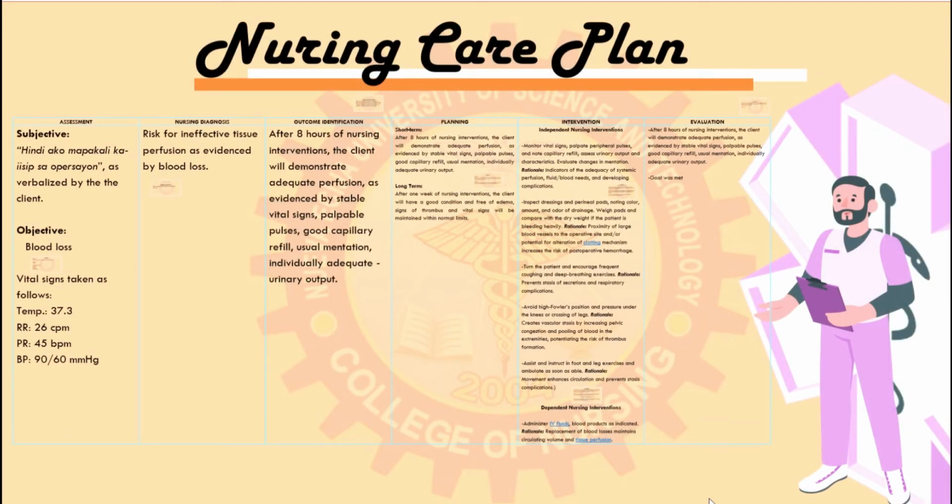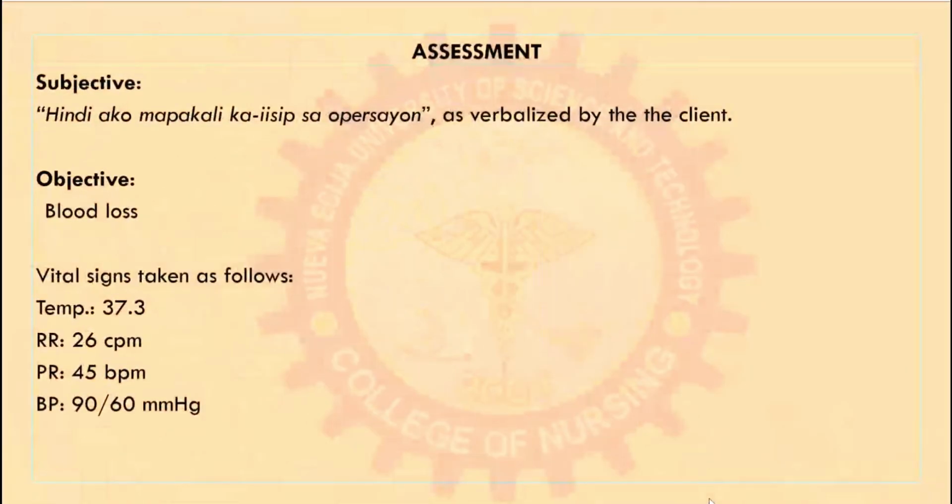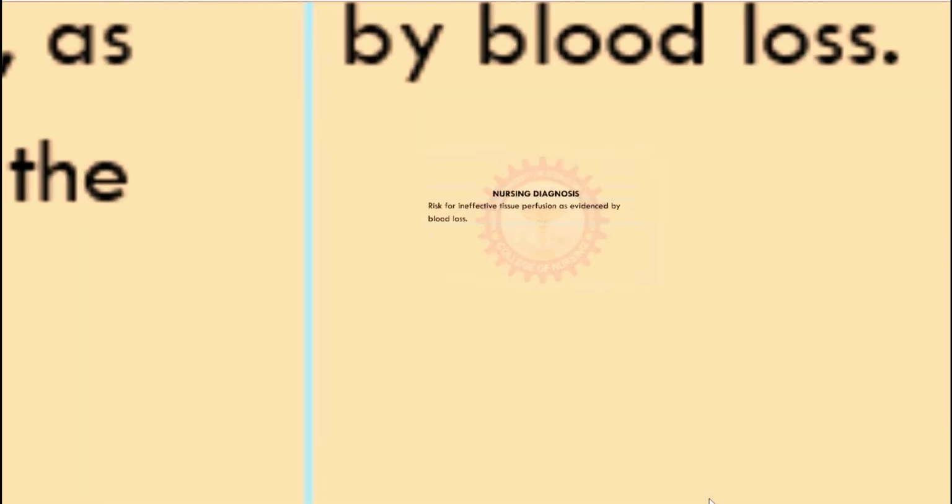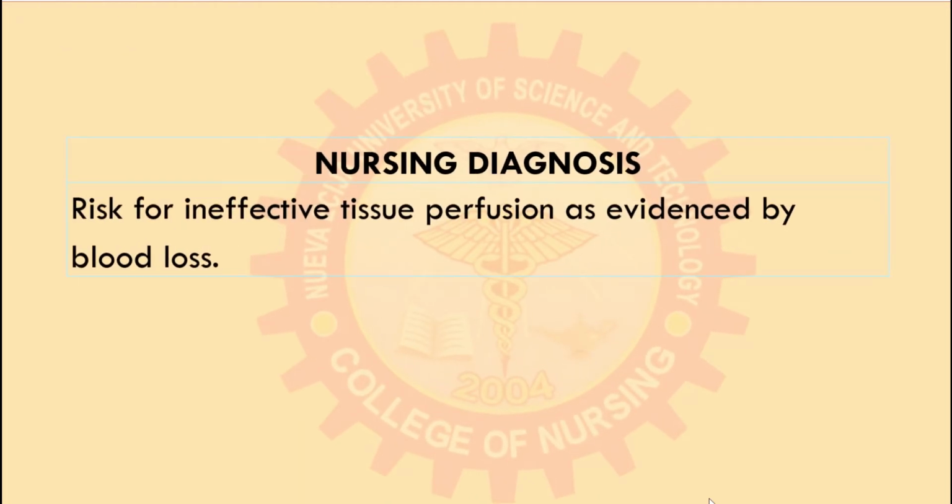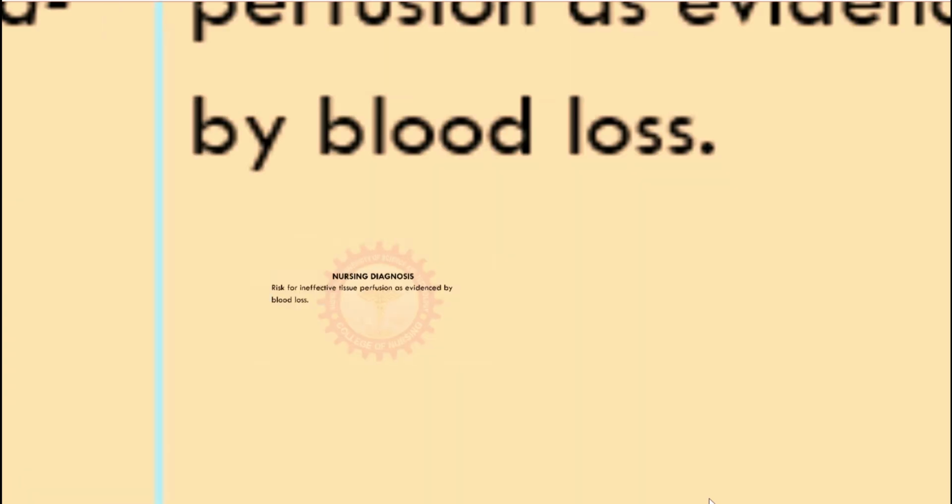Nursing care plan, assessment, subjective. "Hindi ako mapakali, iisip sa operasyon," as verbalized by the client. Objective, blood loss. Vital signs taken as follows: temperature of 37.3 degrees Celsius, respiratory rate of 26 counts per minute, pulse rate of 45 beats per minute, and blood pressure of 90/60 millimeters of mercury. For the nursing diagnosis, risk for ineffective tissue perfusion as evidenced by blood loss.